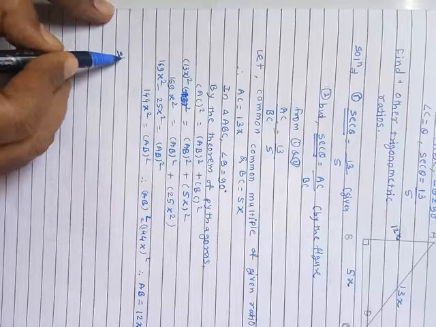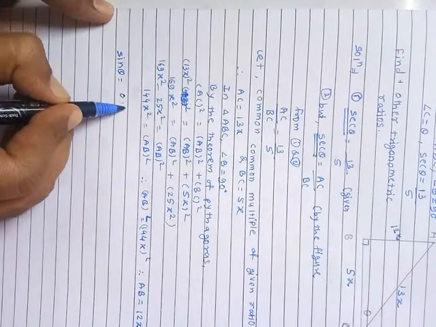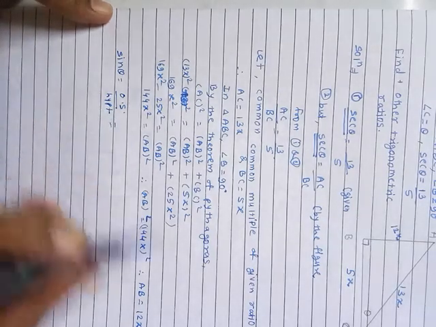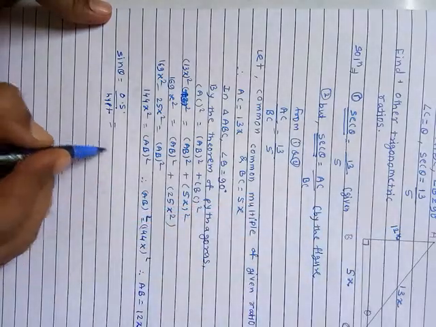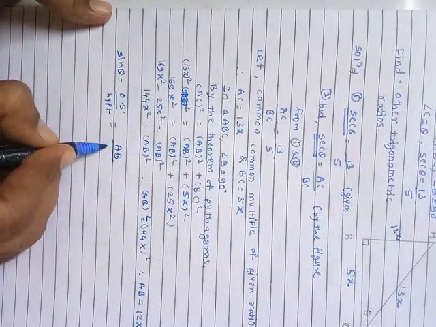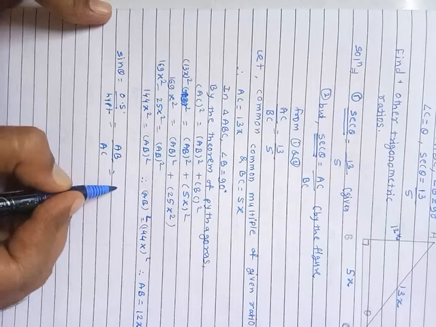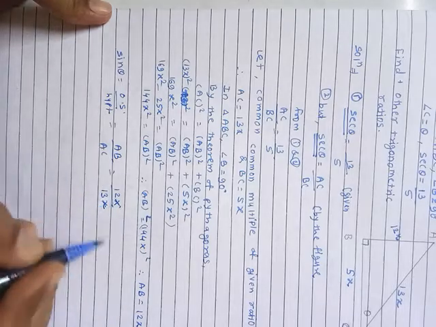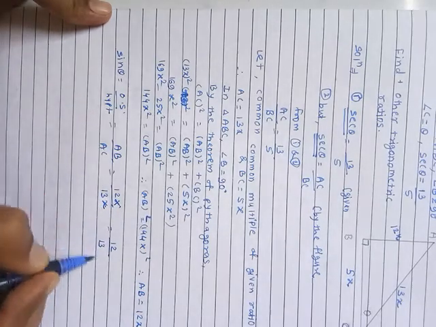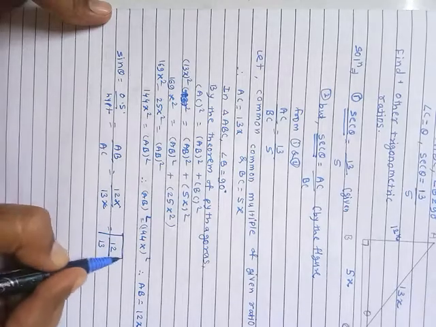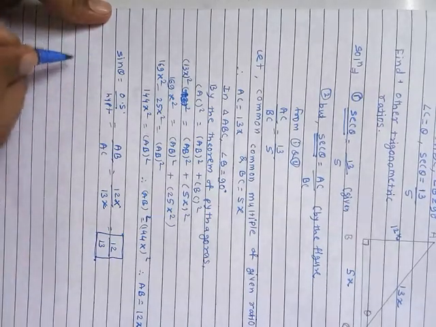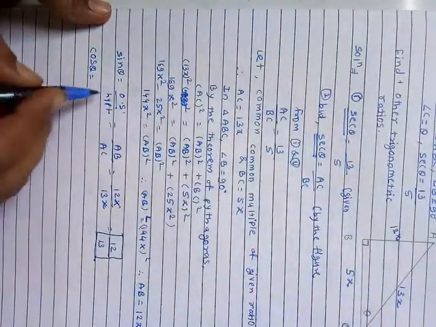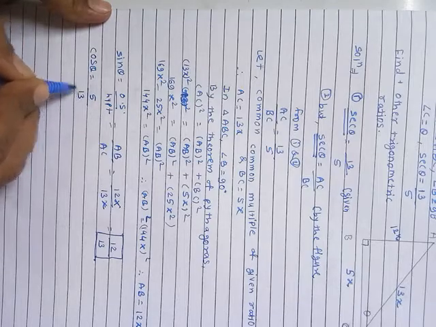First, find sin theta. Sin theta equals opposite side upon hypotenuse. What is the opposite side? Theta's opposite side is AB, upon hypotenuse AC, that equals 12x upon 13x. Here x and x get cancelled, that equals 12 upon 13, so sin theta equals 12 upon 13. Then cos theta. We know that cos theta is the inverse of sec theta. Sec theta is 13 by 5, so cos theta is 5 upon 13.